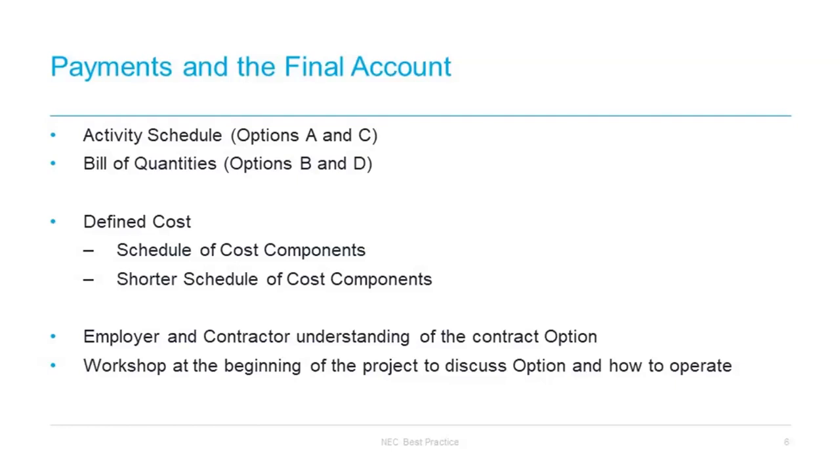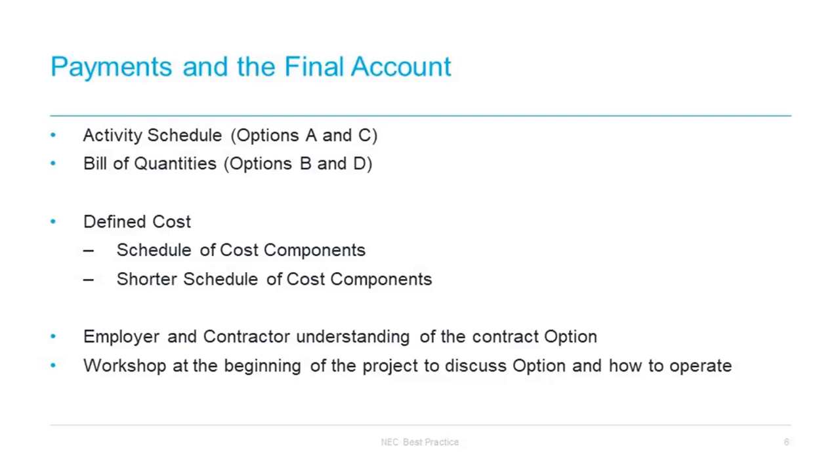Now, options A and C are not remeasurable contracts, so the measurement and the costing of the activity is at the contractor's risk, although you have got compensation events for variations and changes. On the other hand, options D and E are remeasurable, so the majority of risk sits with the employer, obviously subject to amendment that can change.